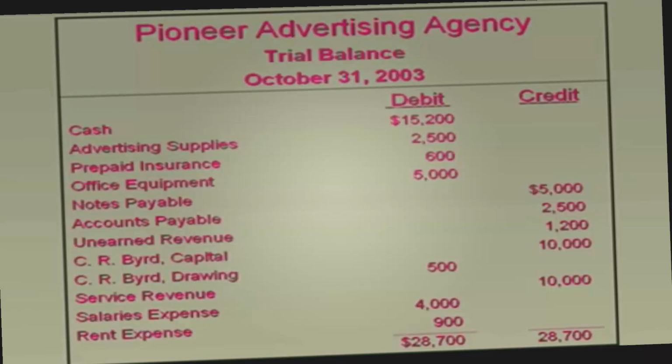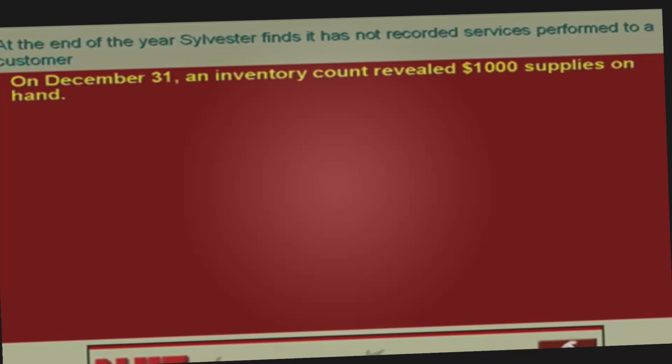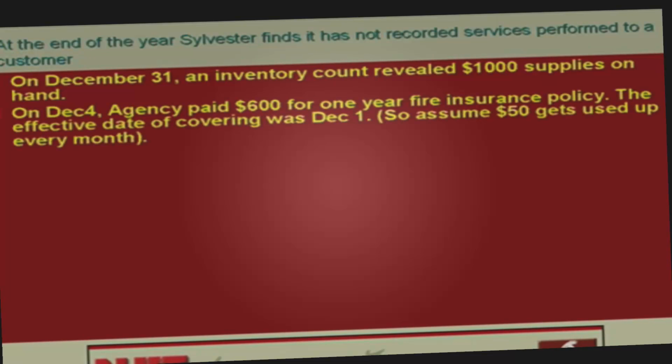After October 31st, the accountant of Pioneer Advertising Agency realized that information was omitted, so he or she has to make adjusting entries. Let me give you them individually. They find that they have not recorded services performed to a customer. On December 31, an inventory count revealed 1,000 supplies on hand. December 4th, the agency paid $600 for 1 year fire insurance policy. The effective date was December 1st. So just assume $50 gets used up per month.